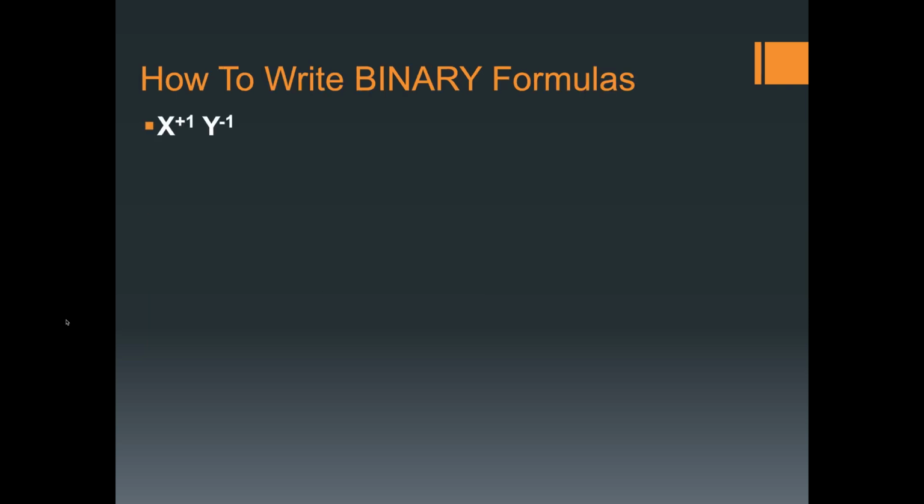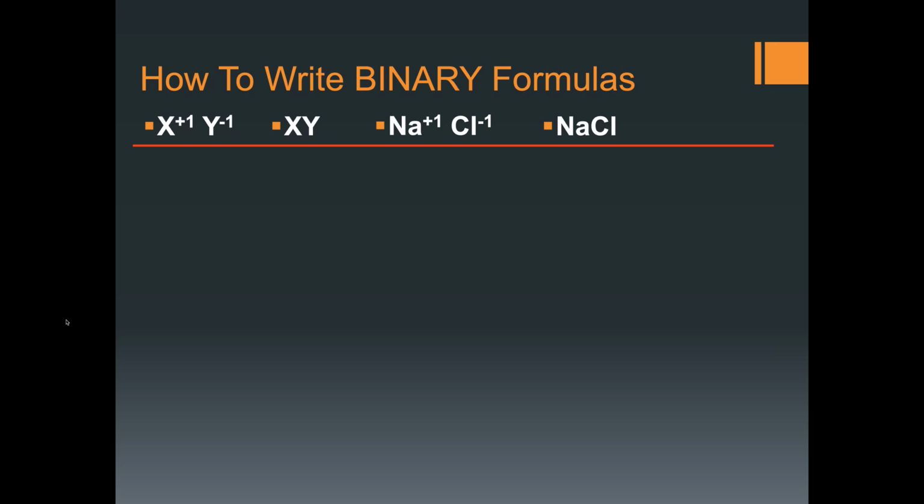So here's how to write binary formulas. Since the charges are the same, +1 and -1, they already add up to 0. Therefore, 1x and 1y is all there is in the formula. So if you're going to bond sodium ions and chloride ions together, they're +1 and -1, the charges add up to 0, just 1 to 1. So NaCl will be the formula of this substance.